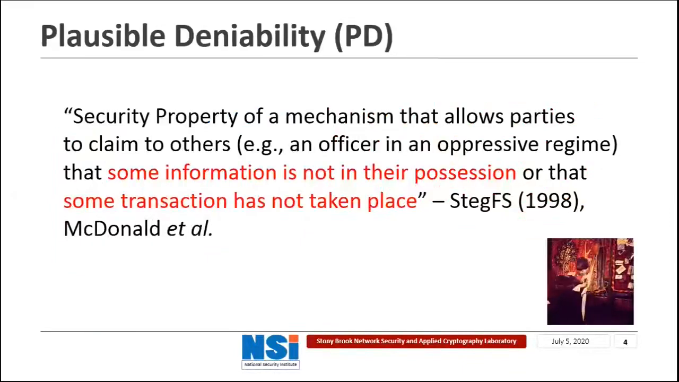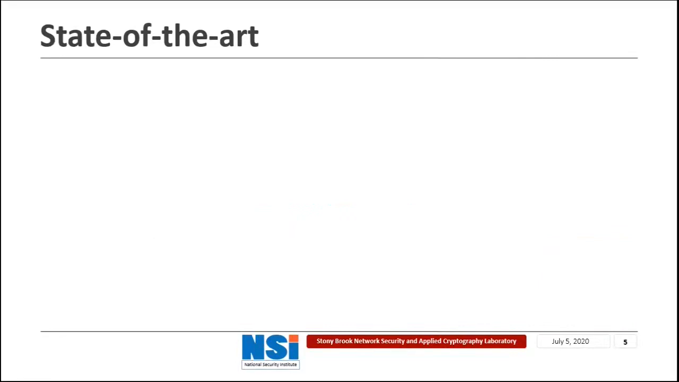Plausible deniability is such a tool that can help us protect our sensitive data. Plausible deniability is a security property of a mechanism that allows parties to claim to others that some information is not in their possession or that some transaction has not taken place. People have designed several PD schemes. Now let's see how those existing PD schemes work.